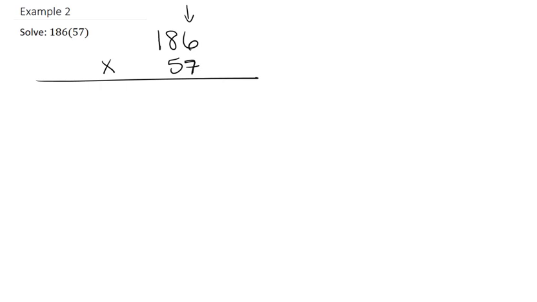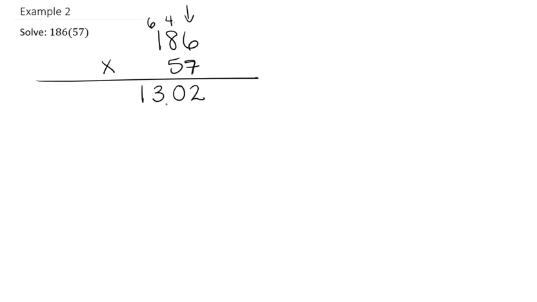We start with 7, we multiply by 6. So 6 times 7 is 42. We put the 2 below, carry the 4. 7 times 8 is 56, plus this 4 is 60. So we have a 0 here, and then we're going to carry the 6. Now 7 times 1 is 7, plus 6 is 13.